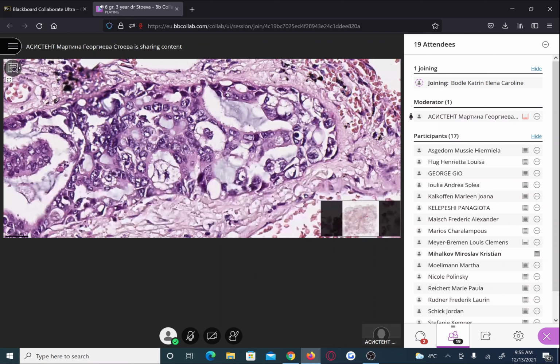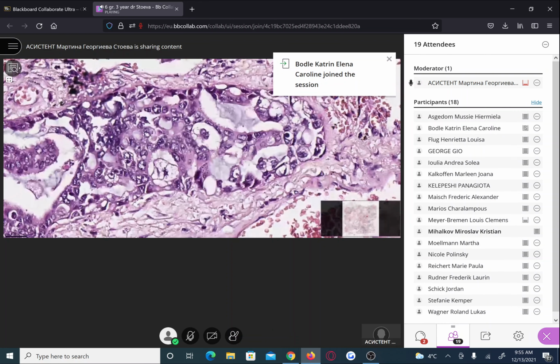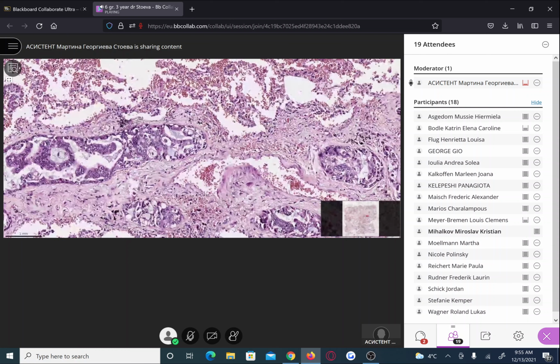Here as well, nucleolus. And tumor cells form specific structures.